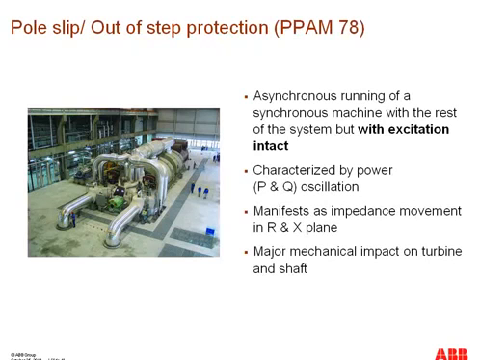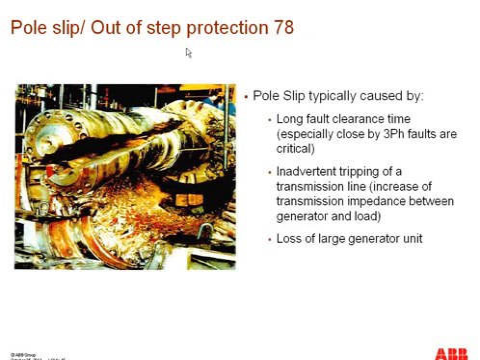Let's talk about the pole slip or out-of-step protection. This situation happens when the machine runs asynchronously with the rest of the system, but with the excitation system intact. And this has a lot of serious implications when the machine slips a pole or goes out of step. There are major mechanical impacts on the turbine as well as on the shaft. How serious these impacts are, we will see in this picture, and quite a lot of damage has occurred in the shaft of the rotor.